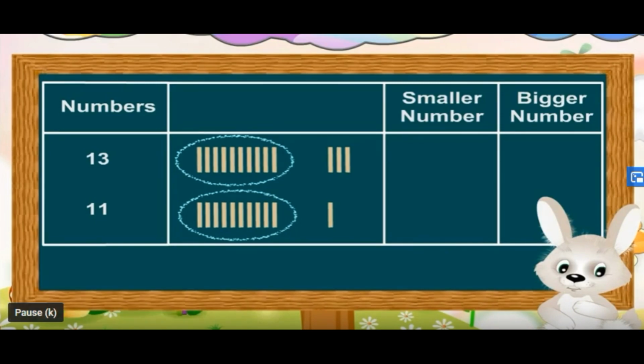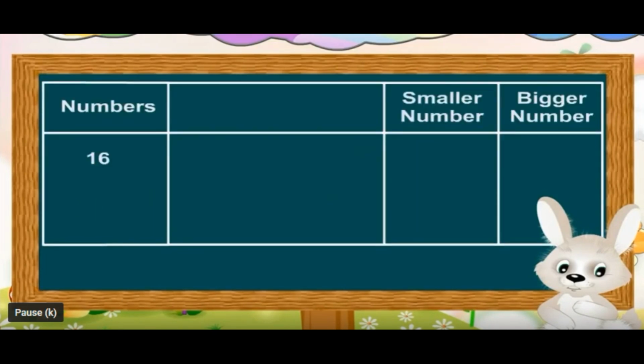In number 13, 3 lines remain. In number 11, 1 line remains. Well, 3 lines is bigger than 1 line. So, 11 would be the smaller number and 13 would be the bigger number.